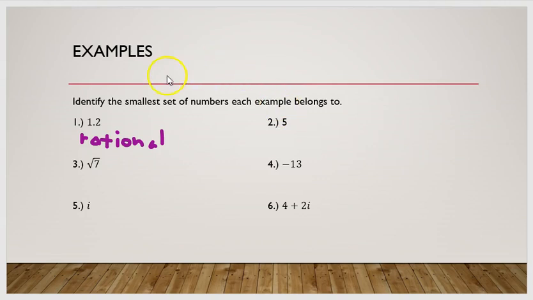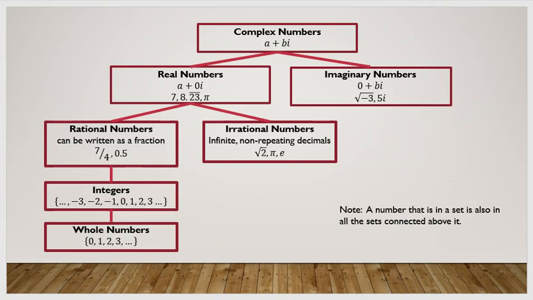So now for number 2, again, we want to identify the smallest set of numbers that this example belongs to. So again, I'm going to start from the lowest branches of the tree and work my way up. I don't have 5 listed here in this bottom branch, but the pattern I'm indicating is that this is all of the positive whole numbers that you have worked with. So 1, 2, 3, 4, 5, etc. So 5 is a whole number.